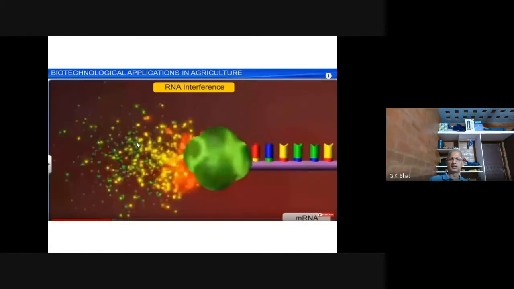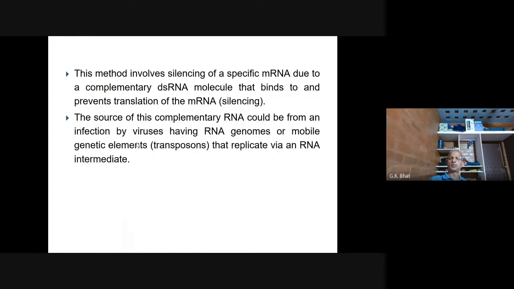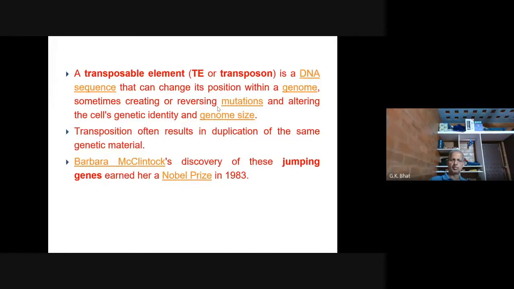So this is RNA interference. This mRNA cannot function anymore. This method involves silencing of a specific mRNA due to a complementary double-stranded RNA molecule that binds to and prevents the translation of the mRNA. Whenever this complementary double-stranded RNA is introduced, it binds to the mRNA and makes it non-functional, so it is not available to do translation. The source of this complementary RNA could be an infection by viruses having an RNA genome, or mobile genetic elements known as transposons that replicate via an RNA intermediate. You need not bother much about this, but just remember that.